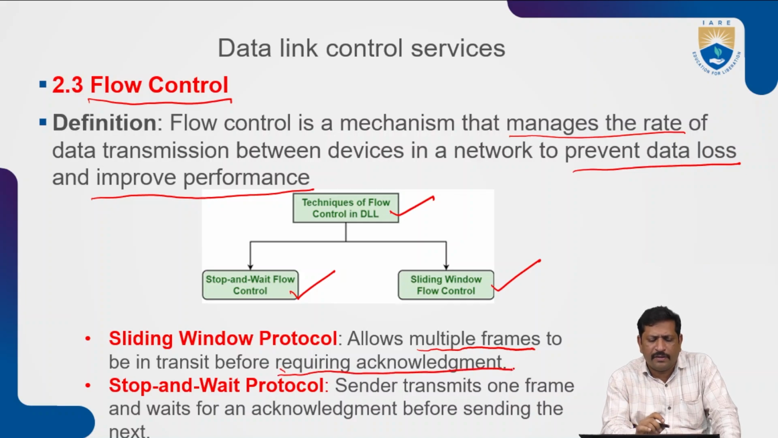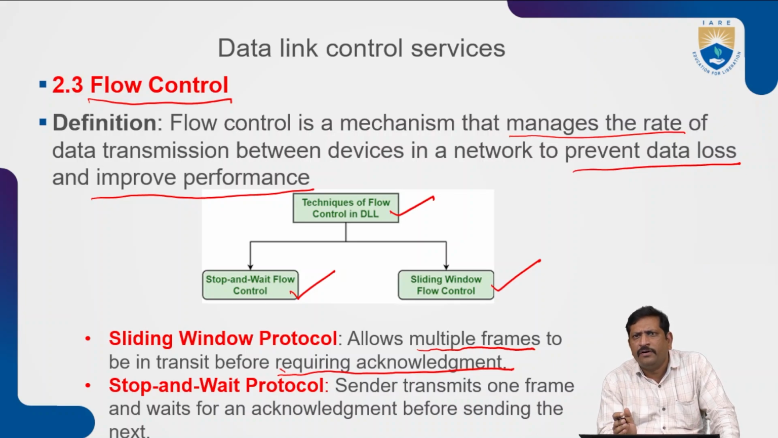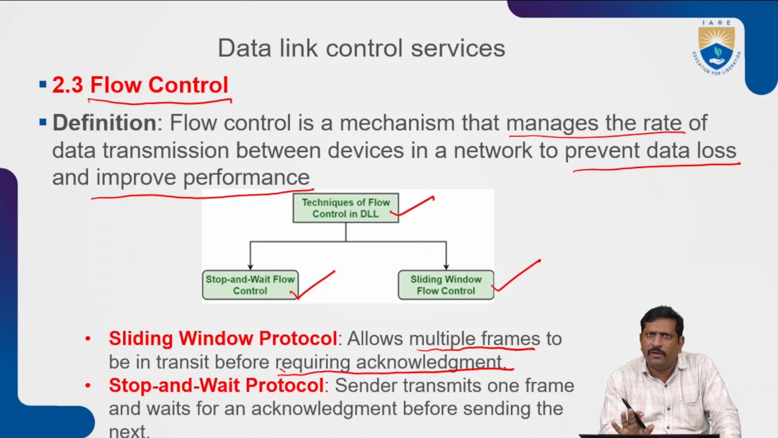If you see the stop and wait protocol, the sender transmits one frame, and after transmitting that frame, it waits for the acknowledgement before sending the next frame. So this is the stop and wait protocol. By using these two protocols, the data flow between the two devices can be controlled.